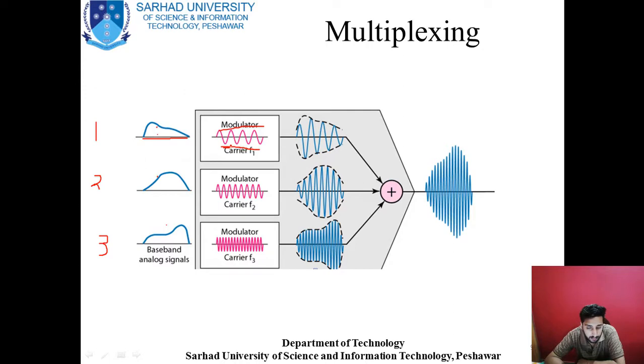Because of this, the signal is able to travel farther, as compared to low frequency signals, which are not able to travel long distances. So to cope with that problem, it is multiplexed with a high frequency carrier. But this frequency should be different from this frequency, and both of these frequencies should be different from this frequency. These frequencies should not overlap.